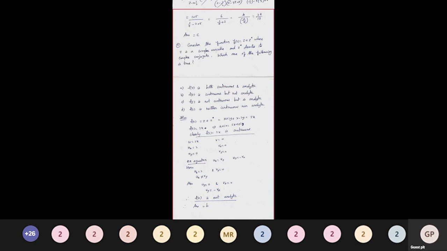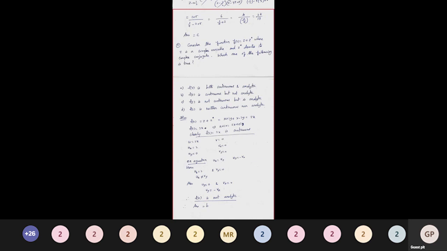Now let's check the CR equation. ux is 2, vy is 0, 2 cannot be equal to 0. So the CR equation is not satisfied. So therefore, the given function is not analytic. And you can see the options clearly. The first option is ruled out because it says f of z is analytic. And the third option is also ruled out because it says analytic.